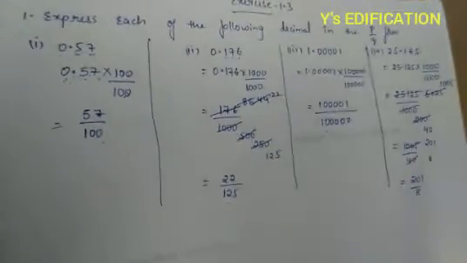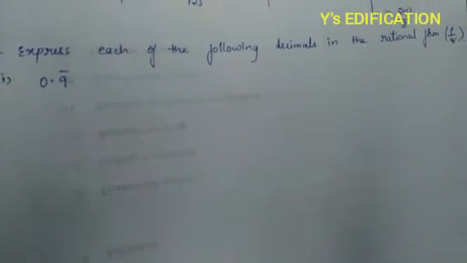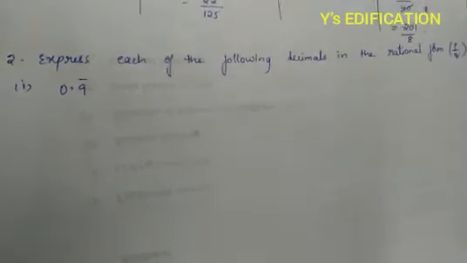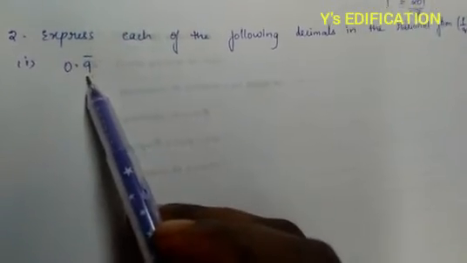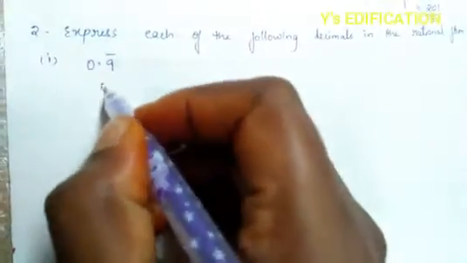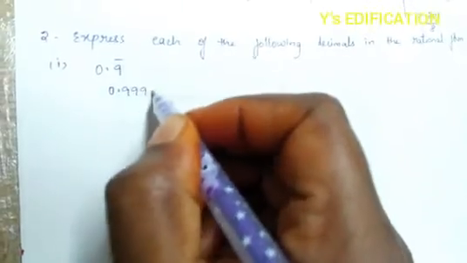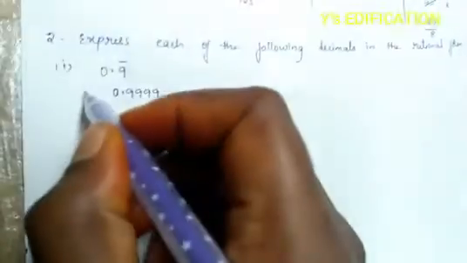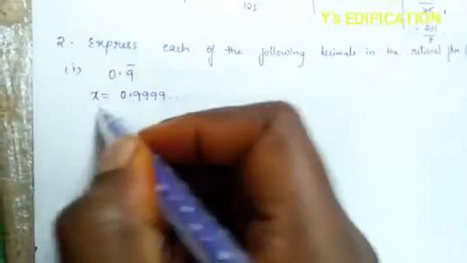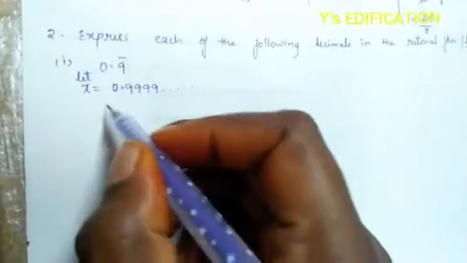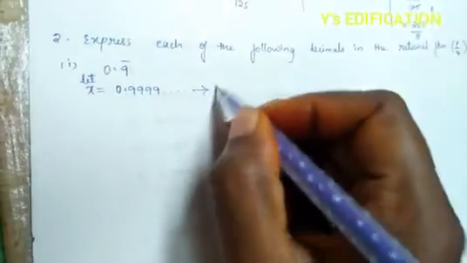Next one: express each of the following decimals in the rational form. Previously we converted decimals into rational numbers, but those were terminating decimals. Coming here, these are non-terminating and repeating decimals. That means 0.9 bar means 0.999, and it's going to repeat like this. So let us take this number as x. Let x be equal to 0.999. This will be equation 1.